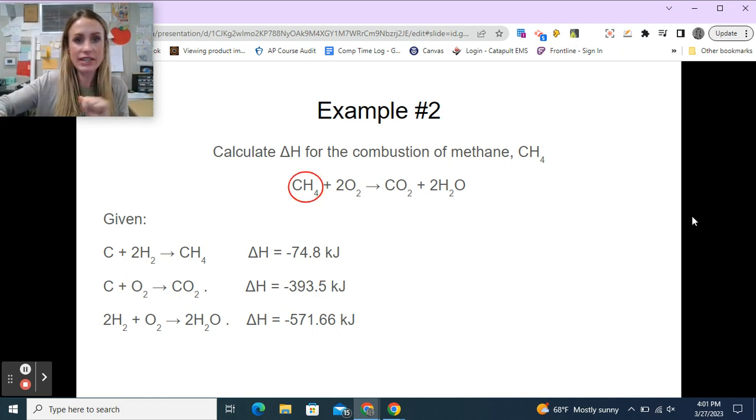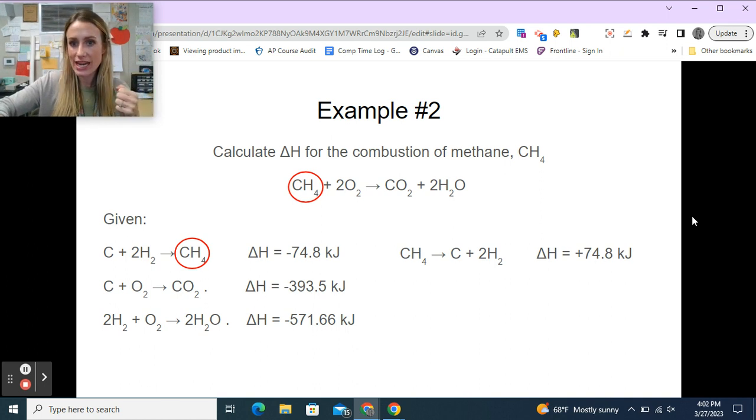So the first one right here, look, we have methane. Methane is in the reactants in the overall chemical reaction, and I can see that it's in the products right here. So my first thing is I'm going to want to probably flip this equation, right? Because I want it to be in the reactants. So I flip this equation. I then have to change the sign of my delta H because I flipped it. So instead of a negative 74.8, it's going to be a positive 74.8.